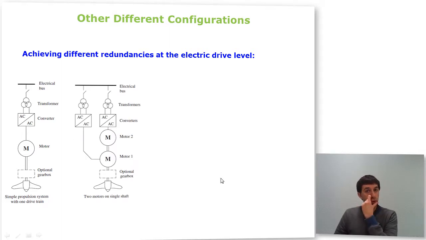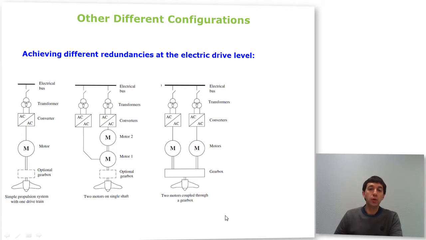Then also, in order to achieve a different redundancy at the electric drive level, we could use two motors on the single shaft. This is not very common, but in some ships and vessels it is also used. Here we place two motors mechanically coupled, and these two motors could be supplied by two independent variable speed electric drives.